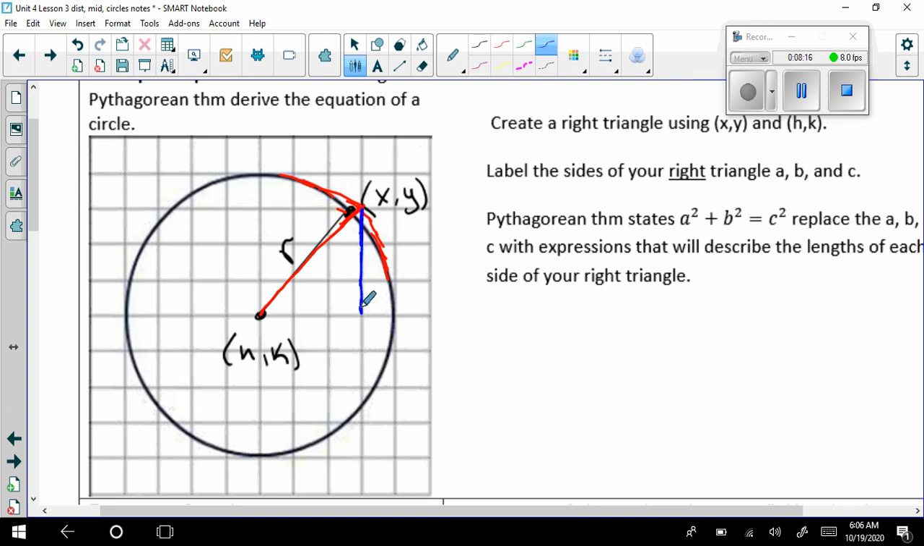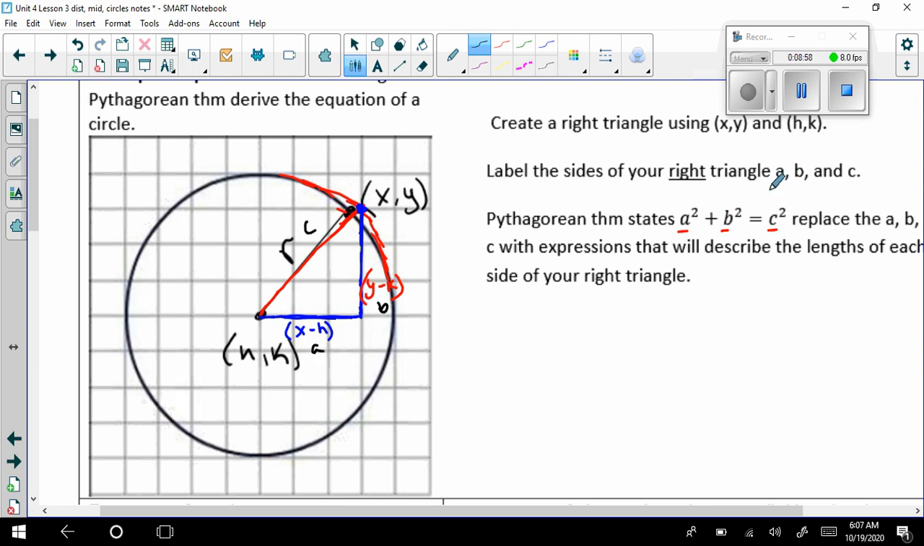If we create a right triangle with the radius and the point on the circle, then you will see the shift horizontally. We're going from x to h, or from h to x. We're going to say x minus h. Right? The shift vertically, we're going from k to y, or y minus k. All right. When you think about Pythagorean theorem, a squared plus b squared equals c squared. This is side A and B, or B and A, it doesn't matter which one. And this is side C.